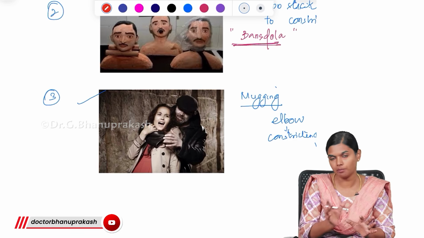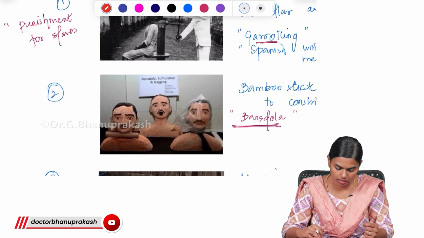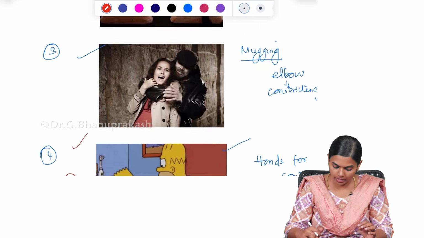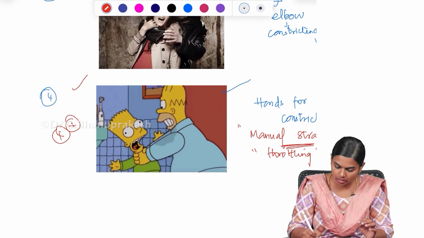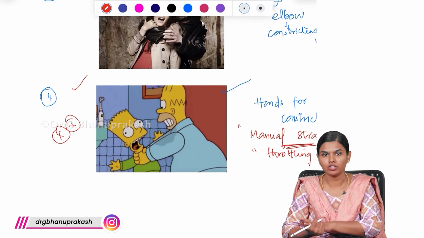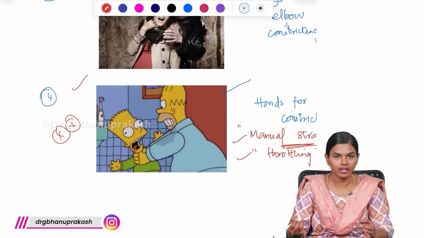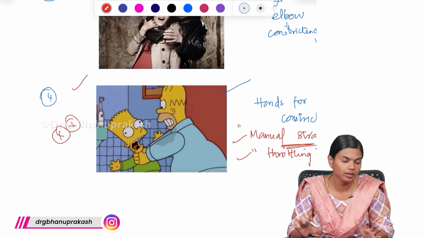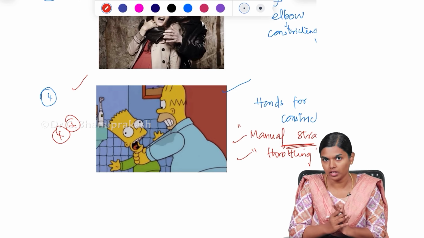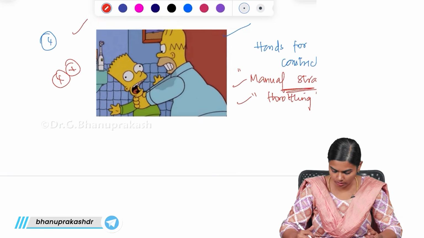So, what is this Bans Dola? What is garroting? Like that they may ask you. So, these are the types of strangulation. These are very important, and this manual strangulation is very, very important. Sometimes they will ask you, what is manual strangulation? What is the other name for throttling? Like that, this other name also they can ask you. So, here they mainly use the hand, the palm. It is used for constriction of the neck. This is your palmar or manual strangulation.